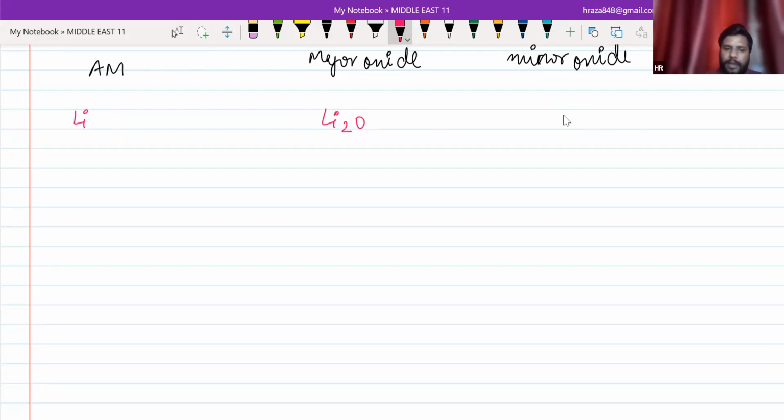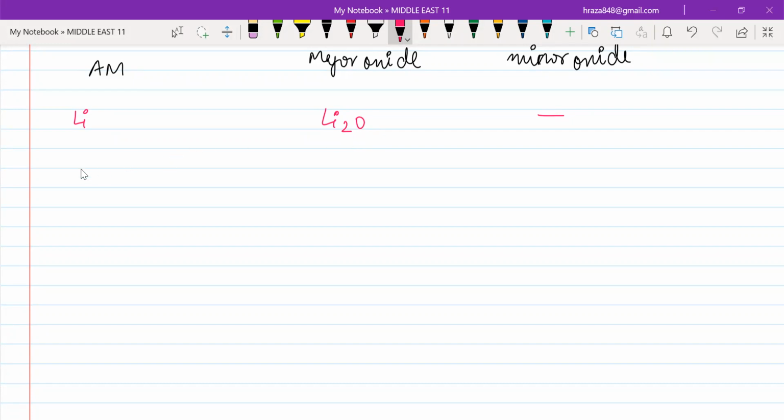Lithium only forms oxide, Li2O. There will be no minor oxide. It will prefer to form the major oxide as normal oxide. If I write Li2O, can you read it as lithium oxide? Yes, sir. What about sodium?